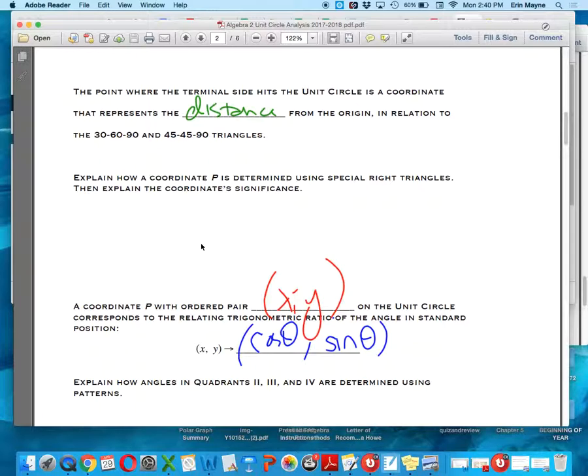Now, the next set of explanations is super important for where we're headed. It asks you to explain how angles in quadrants 2, 3, and 4 are determined using patterns. I have purposely left that open-ended, so there are lots of ways you can take this. I want you to write down how our angles, for example 210, 150, 30, and 330, are determined using patterns. Take 1 minute, write totally to yourself, do not talk.